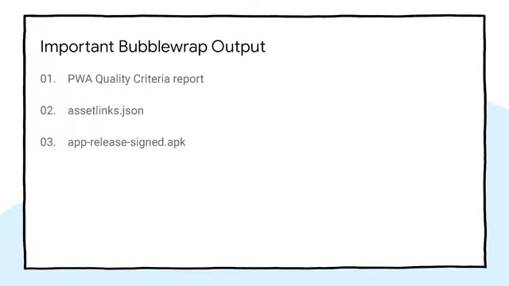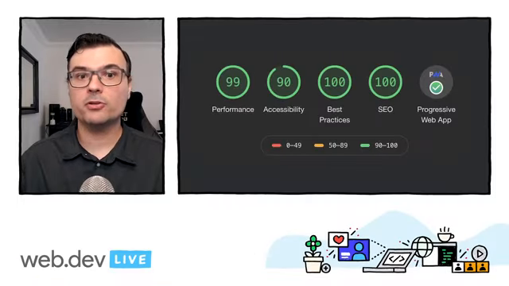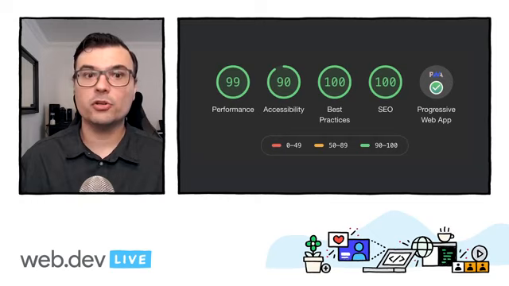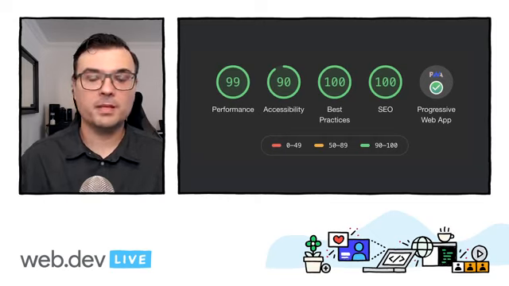The command will output three important things: the quality criteria for the PWA, an assetlinks.json file used to validate the domain opened inside the trusted web activity, and a signed Android application that can be uploaded to the Play Store. Bubblewrap will check the quality criteria against the URL used to launch the trusted web activity. We strongly recommend that your PWA passes the quality criteria. The quality criteria is measured using Lighthouse against the start URL and consists of a minimum performance score of 80 and getting the PWA check.